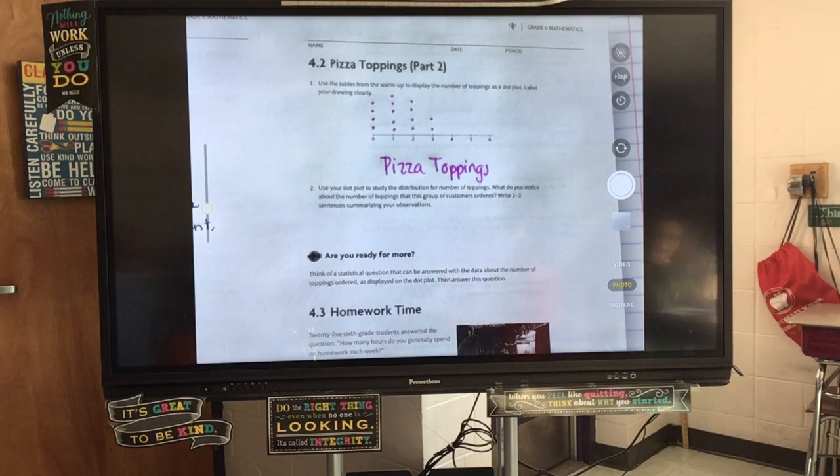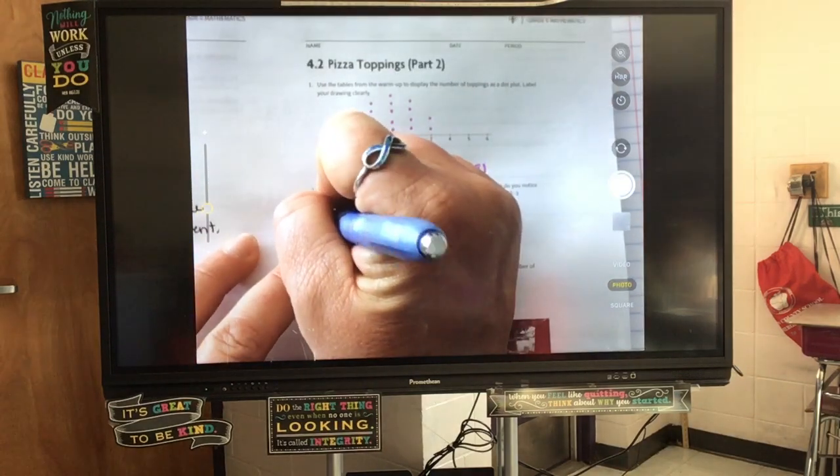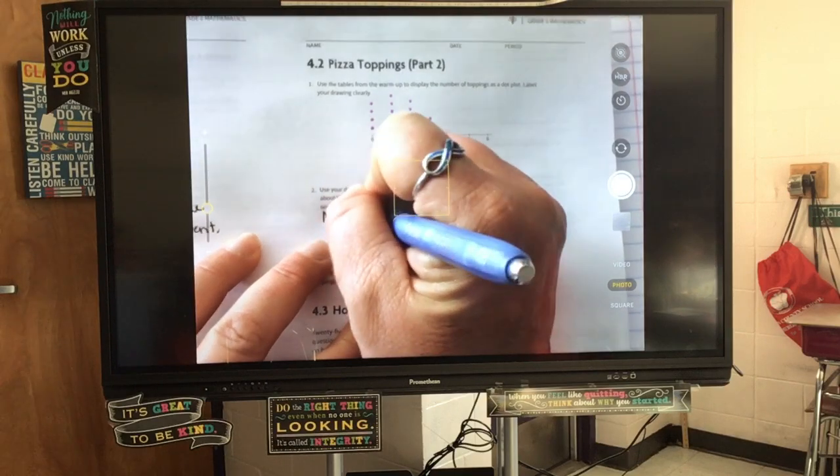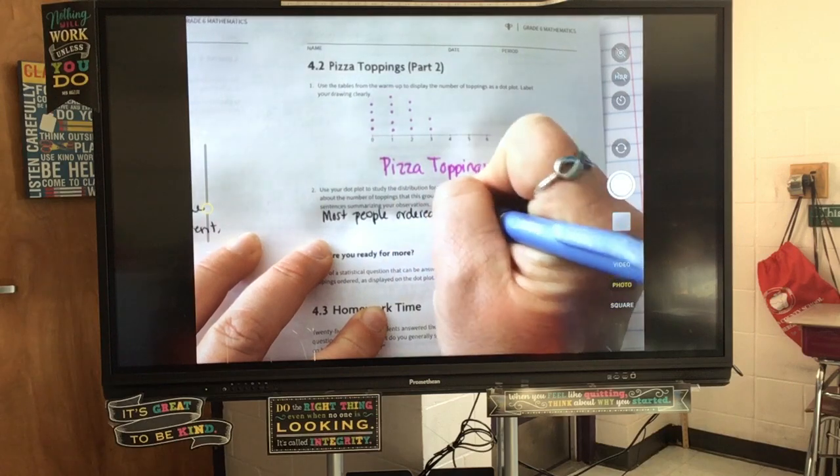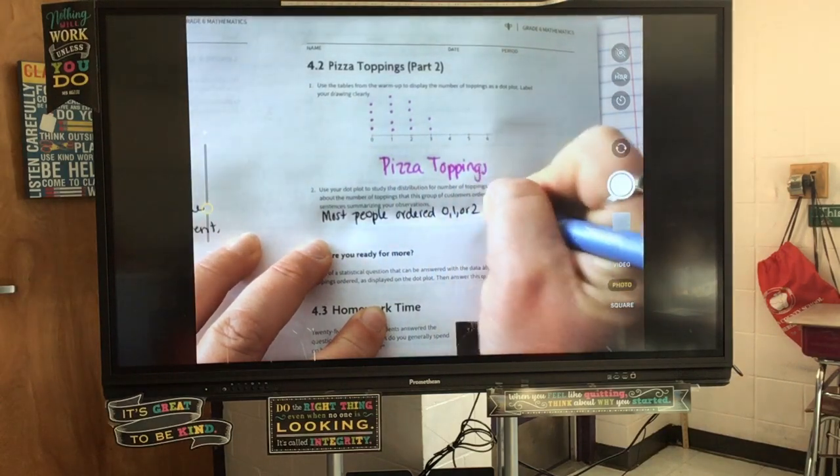Like, the less the number, the more dots that they have. Okay, so the majority of people ordered no toppings, 1 topping, or 2 toppings. Okay, so that can be one sentence. All right, what's another sentence? Again, looking at our data, looking at our dot plot. Most all of the data is on the lower numbers. Okay, so we're gonna say most people ordered 0, 1, or 2 toppings.